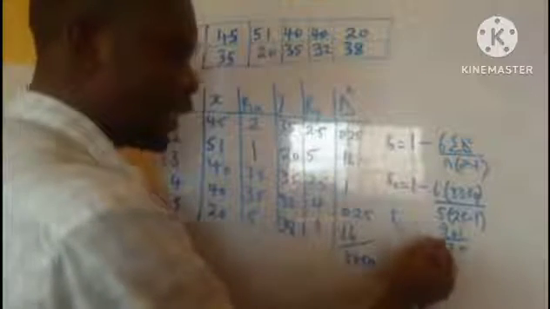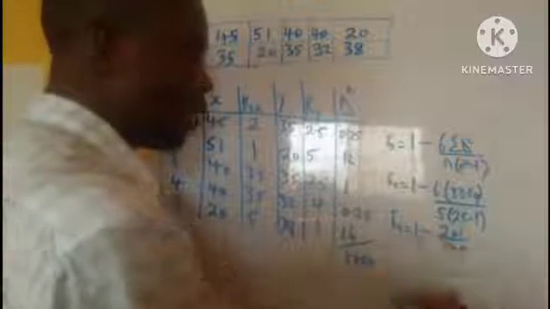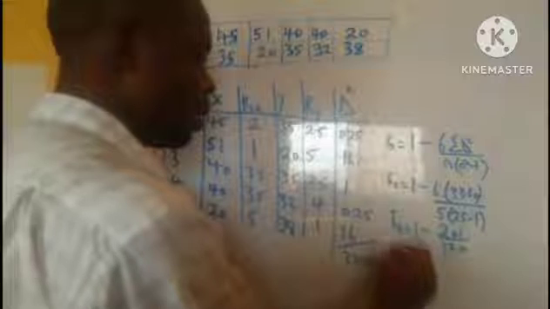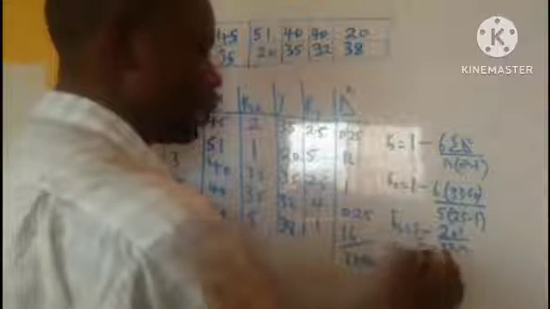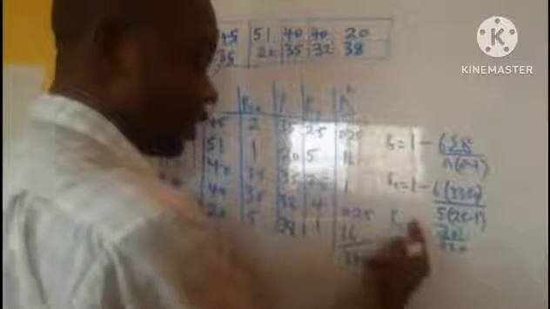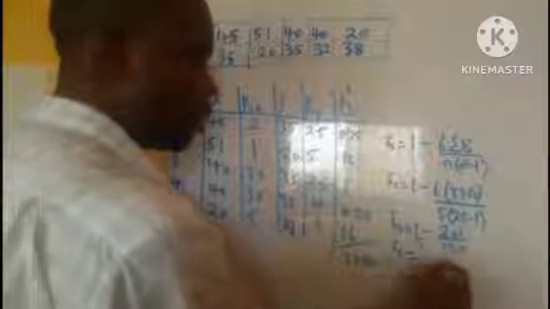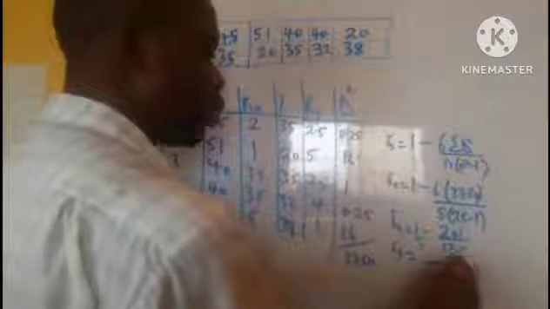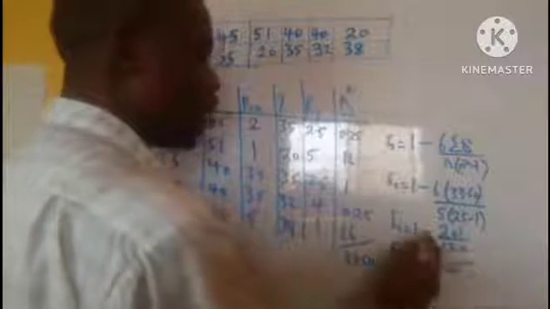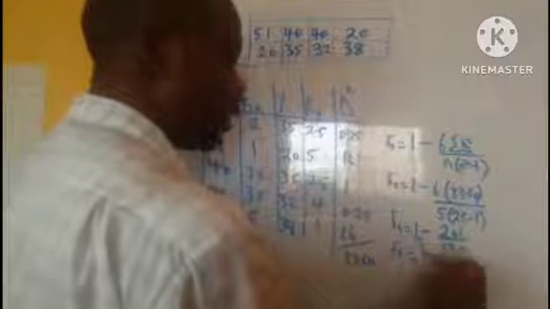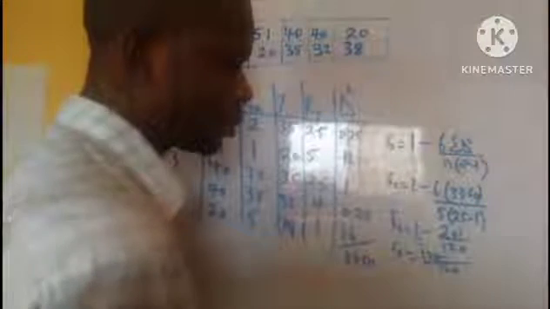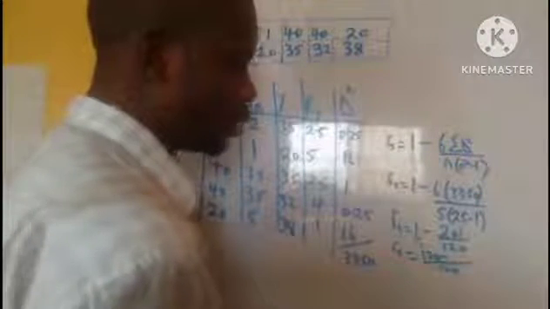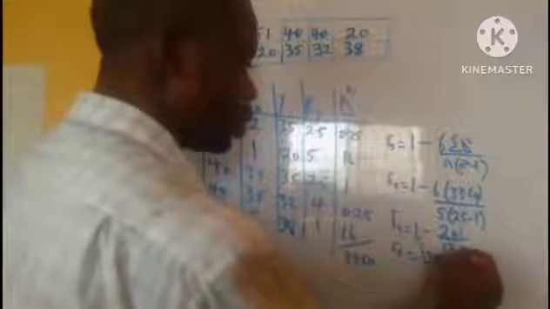So just find the LCM. Okay, let me do it now. To find the LCM, you have turned this to a fraction, and this is a fraction already. The LCM of 1 and 120 is going to be 120. 120 times 1, you have 120 minus 201 over 120.